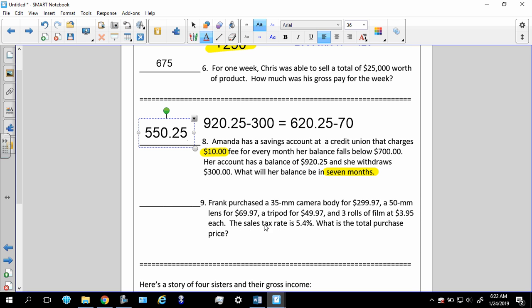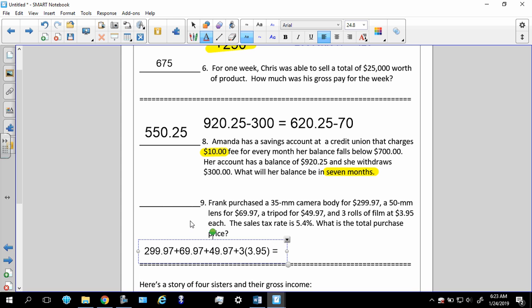All right, Frank purchases a 35 millimeter camera for $299.97, and so on. Okay, the sales tax rate is 5.4%. What is the total purchase price? Okay, this is a relatively simple one. So let's see, $299.97 plus $69.97 plus $49.97 plus three rolls at $3.95. And I believe that's it.